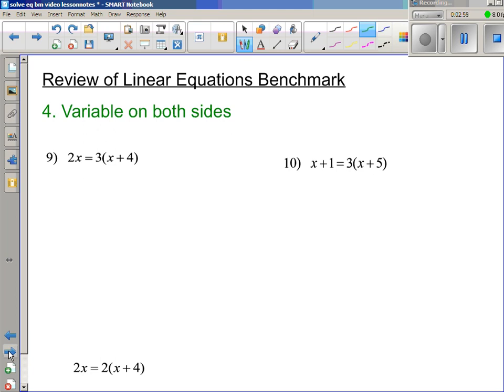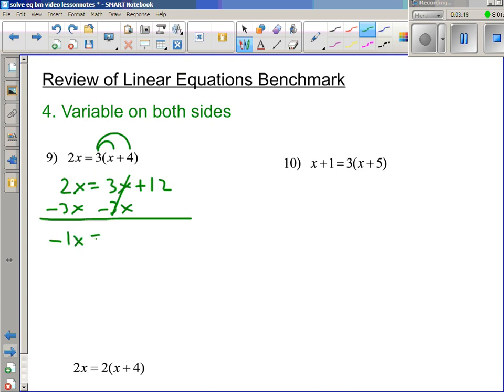Again, we have to do some simplifying. But now we have our variable showing up twice, and we really can't solve for the variable without it being combined. So what I'm going to do is leave the x on the left side, get rid of it on the right side. I get negative 1x equals 12. Dividing by negative 1 gives me x equals negative 12. Once you do number 10, see how that goes. Hit pause.